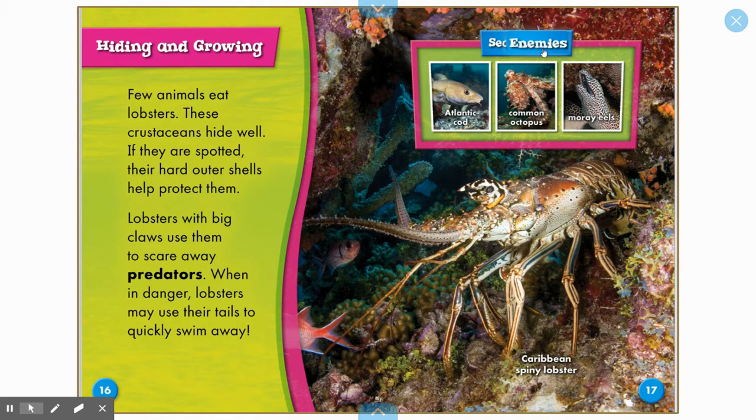Sea enemies. So this image, this sidebar, tells us all about the sea enemies. We have the Atlantic cod, common octopus, and moray eels. Can anybody tell me what lobster this is?